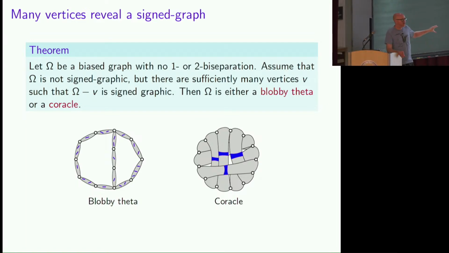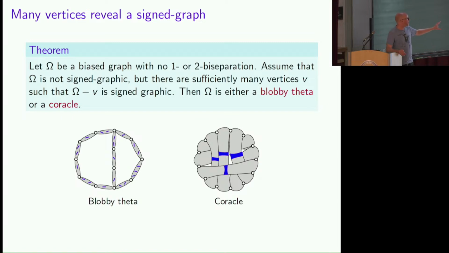These look like signed graphic pictures because I've illustrated some edges in blue, but actually they're not signed graphic because of some extra unbalanced cycles. So any cycle that uses 2 branches of the blobby theta has to be unbalanced. Any cycle that uses all the vertices around the outside of the coracle must be unbalanced. The only condition for the collection of balanced cycles is that a theta subgraph is not allowed to contain precisely 2 balanced cycles. Okay?